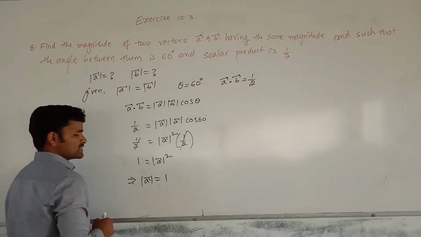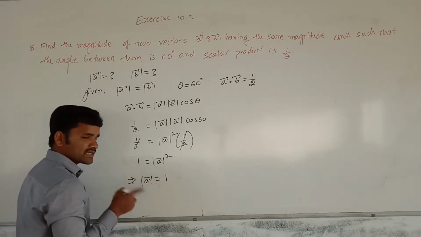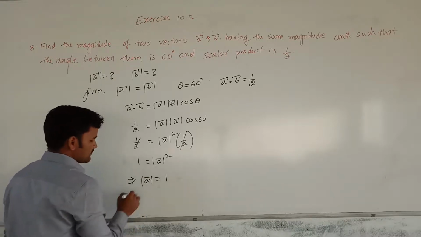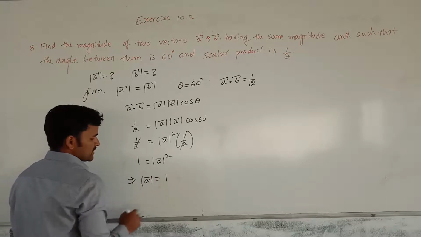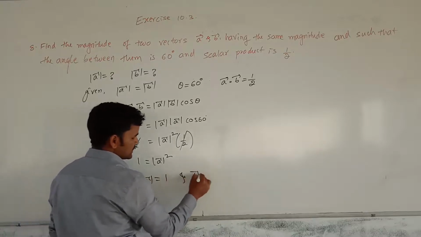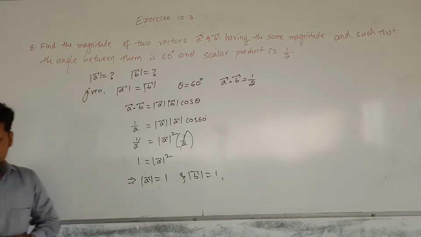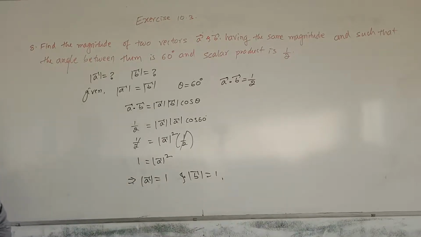If magnitude of A is equal to 1, what is magnitude of B? As both are same, magnitude of B is also equal to 1 only. This implies magnitude of A is equal to 1 and magnitude of B is equal to 1. This is question number 8.